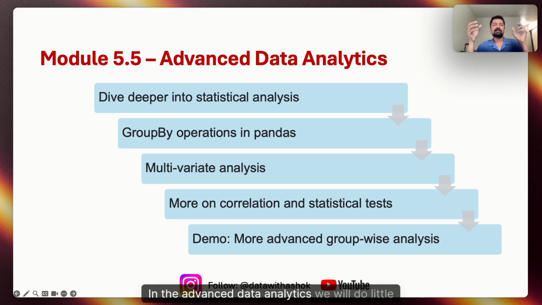In the advanced data analytics, we'll do a little bit deeper level of statistical analysis, apart from the one that we have discussed. Then we'll use the group by operations in pandas. We'll learn this. Then we'll do multivariate analysis, like when you have multiple variables in a data set, how to handle that. Then we'll go for the correlation and statistical test. We can demonstrate it using one of the data sets doing the group by analysis. We can consider any of the demonstration data sets here.